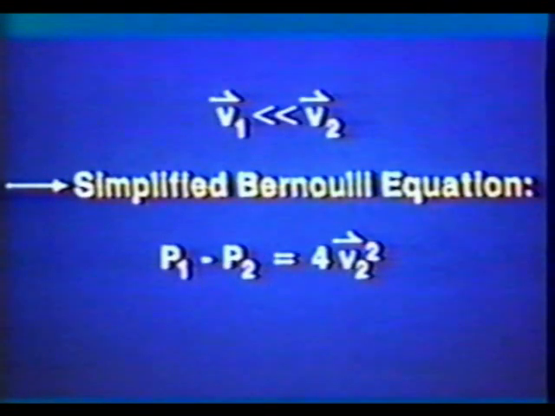In most clinical situations, the Bernoulli equation can be simplified even further. The velocity proximal to a stenosis is very low compared to the velocity distal to the stenosis. Therefore, V1 squared becomes negligible compared to V2 squared, and V1 squared can be dropped from the equation. This leaves us with the greatly simplified version of the Bernoulli equation that we use in everyday clinical work. The pressure gradient across a stenosis is equal to 4 times the square of the velocity distal to the stenosis.